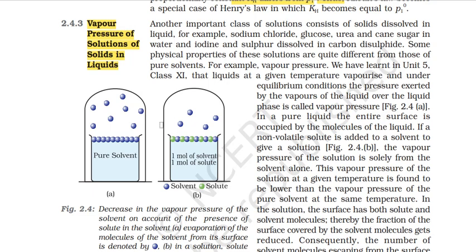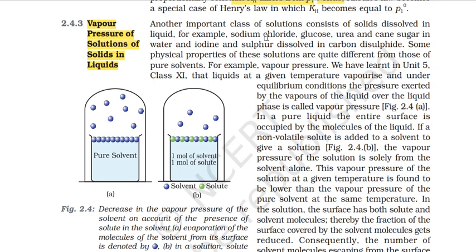Another important class of solutions consists of solids dissolved in liquid. For example, sodium chloride, glucose, urea, and cane sugar in water, and iodine and sulfur dissolved in carbon disulfide. So it depends, polar ko polar mein dalenge, non-polar ko non-polar mein. Some physical properties of these solutions are quite different from those of pure solvents. For example, vapor pressure. Ab vapor pressure mein variation aa raha hai as soon as you're adding solutes, and we are talking in terms of the solid ones.